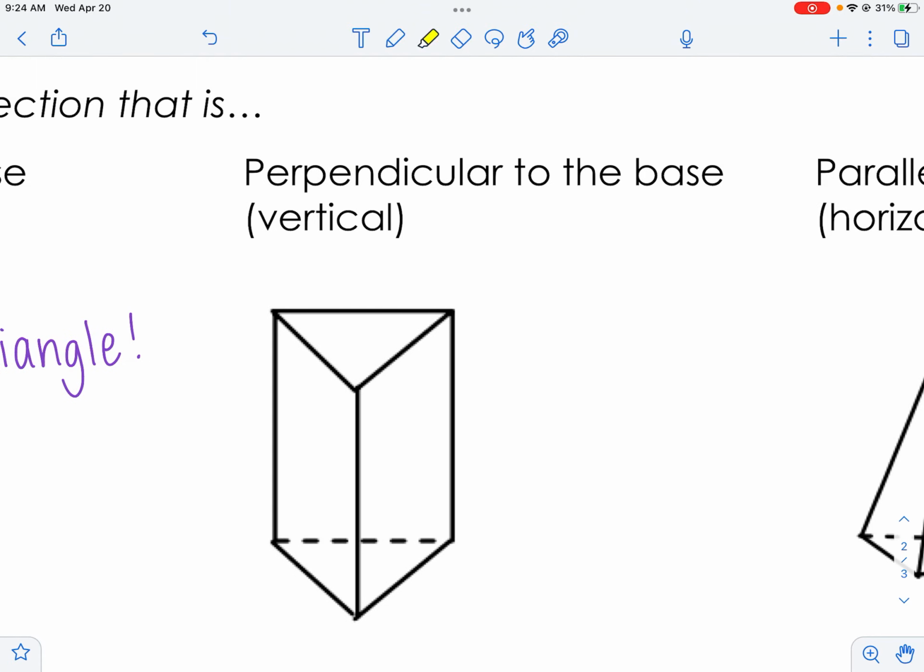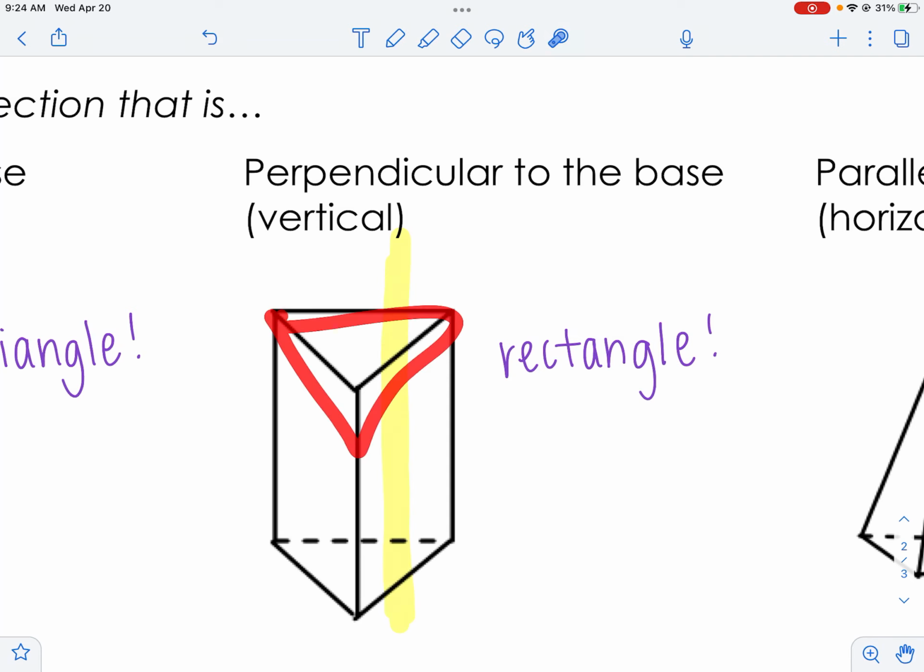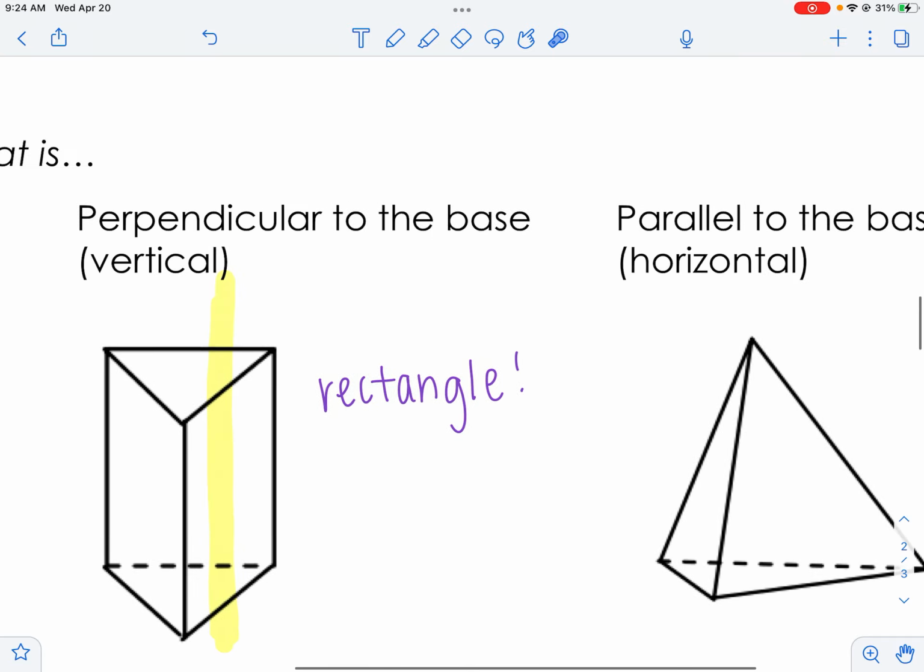If I take a look at the next one, if I have that same shape, triangular prism, but now I go vertically, so perpendicular to the base, well, those lateral faces were rectangles, so this would give me a rectangle. Also think of this like if you have a slice of cake and you slice it, well, then you don't end up with a triangle anymore, you end up with a rectangle.